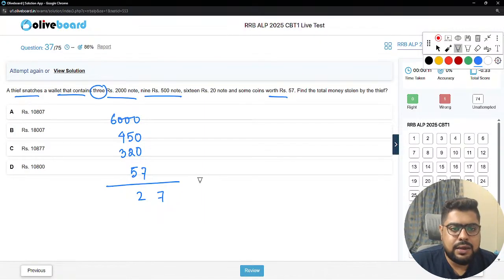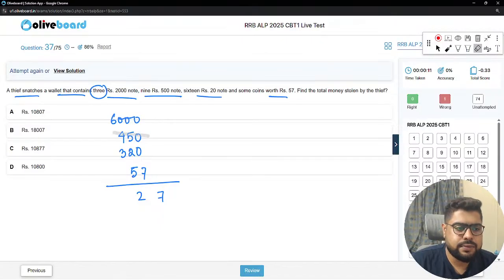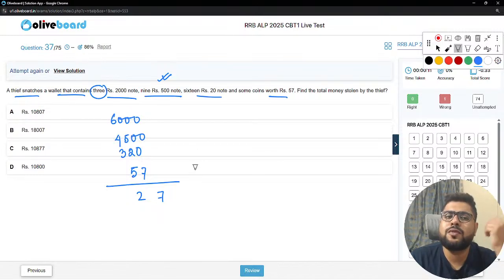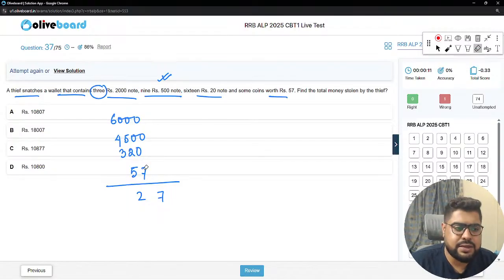Ek second. Have I done anything wrong? Have I done anything wrong? हाँ रॉन्ग तो क्या, 450 लिख के रखा हो. अरे यार. 500 rupees is 4,500. I've written 450. Very bad. Extremely sorry.